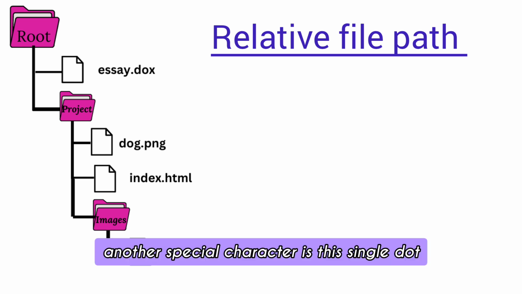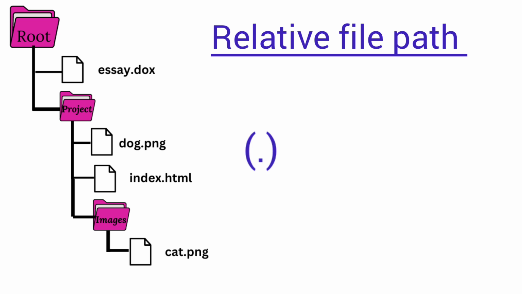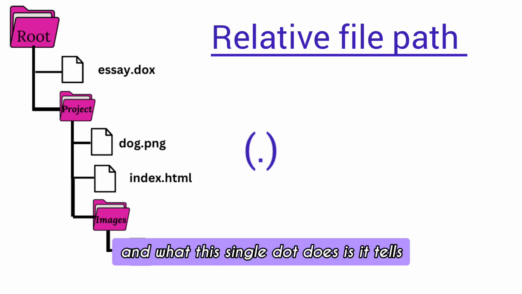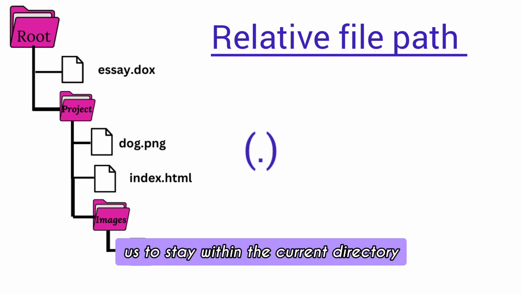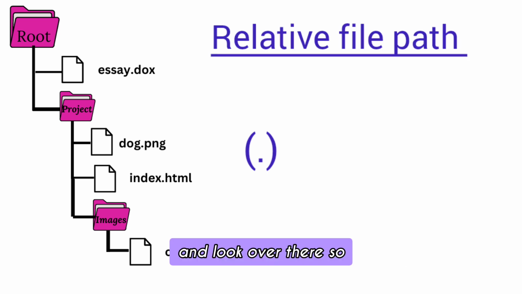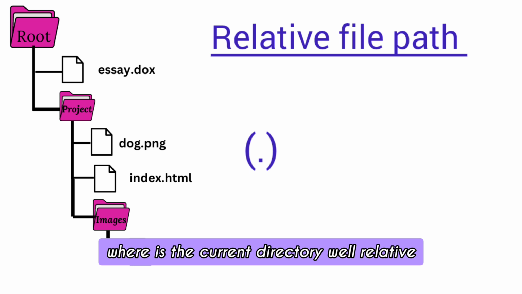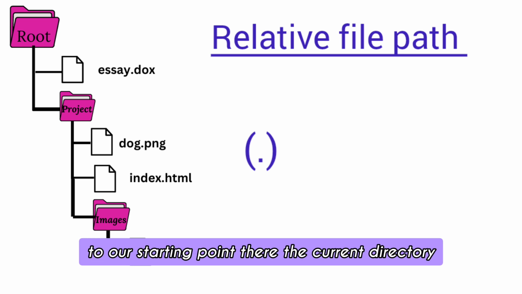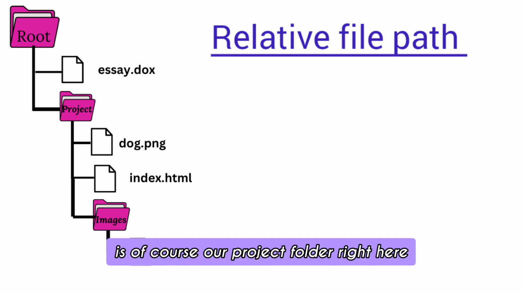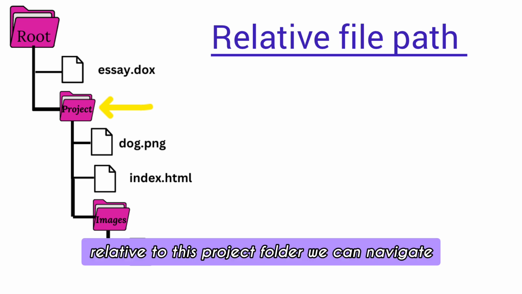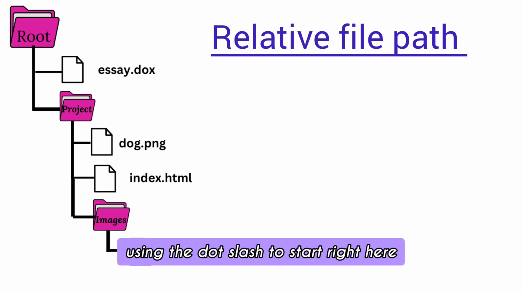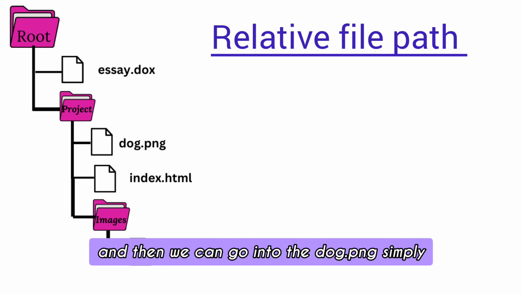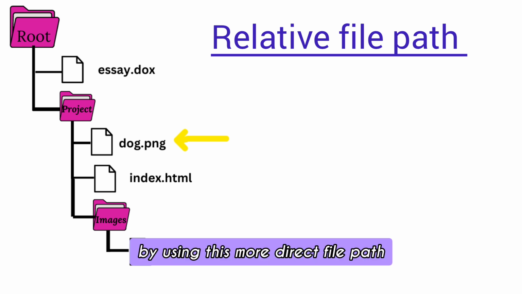Another special character is this single dot, and what this single dot does is it tells us to stay within the current directory and look over there. So where is the current directory? Well, relative to our starting point there, the current directory is of course our project folder right here. Relative to this project folder, we can navigate using the dot slash to start right here, and then we can go into the dog.png simply by using this more direct file path.